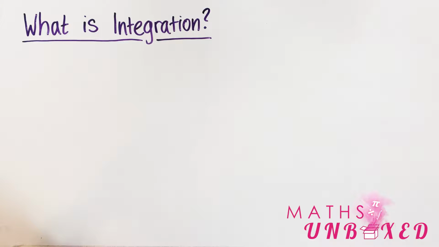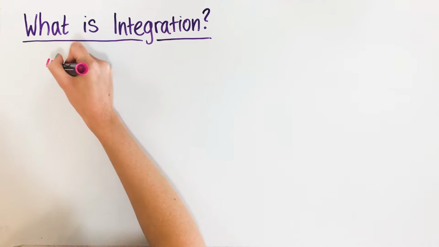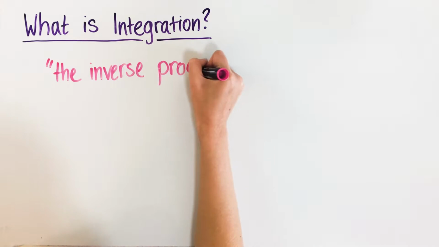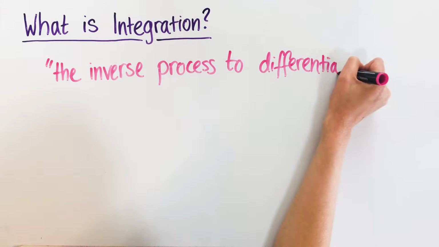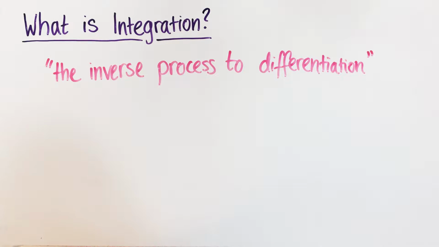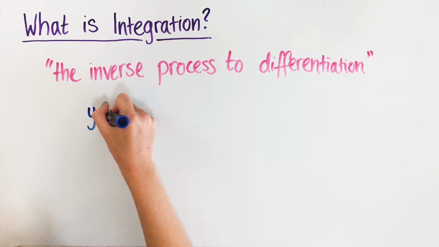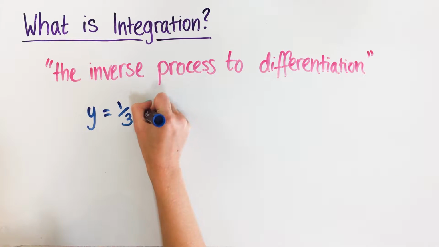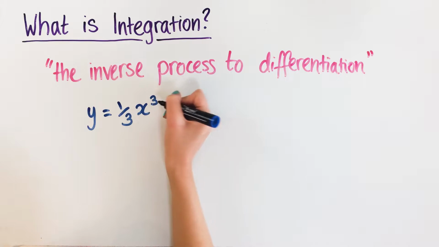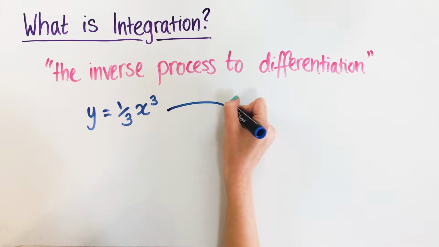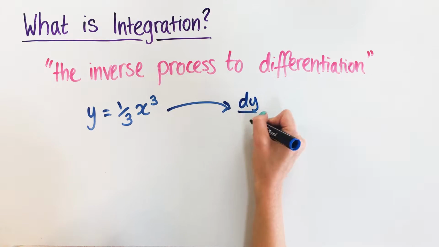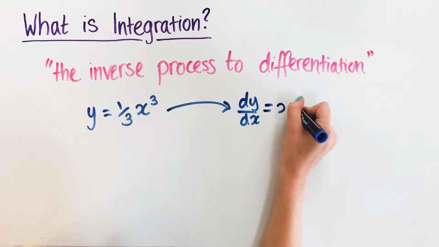So what is integration? Well, integration is often called the inverse process to differentiation. What does this mean? Say we had a function y equals a third x cubed. Say we were to differentiate this. Well, hopefully you can work out that the derivative of this is just x squared.